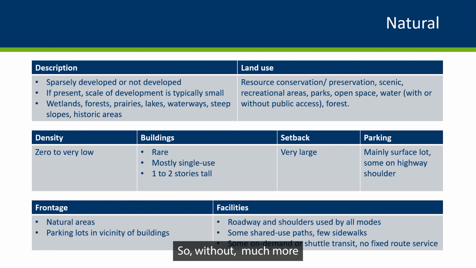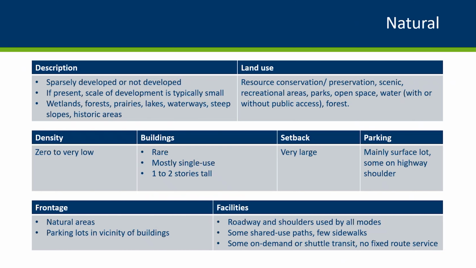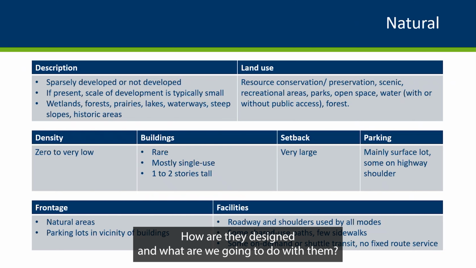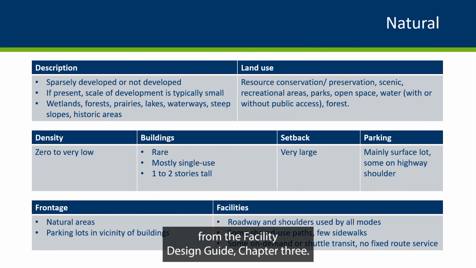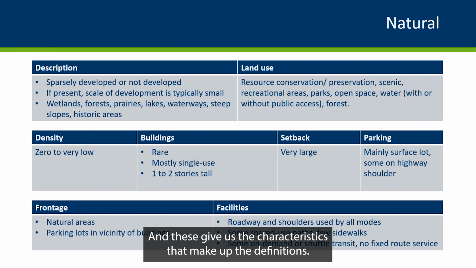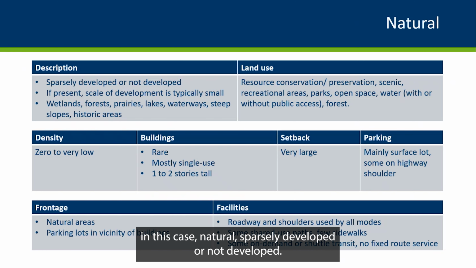So, without much more build-up, I'm just going to flip through each of the 9 and give some examples. How are they defined and what are we going to do with them? The tables on this screen are summarized from the Facility Design Guide, Chapter 3, and these give us the characteristics that make up the definitions. So you've got a description of what it's all about. In this case, natural: sparsely developed or not developed.